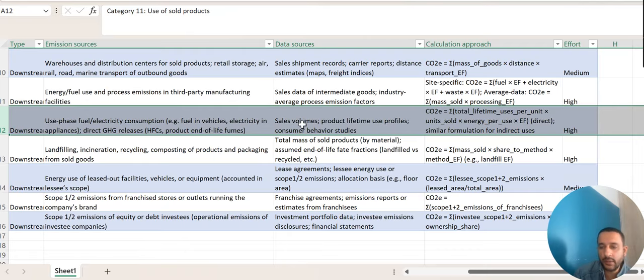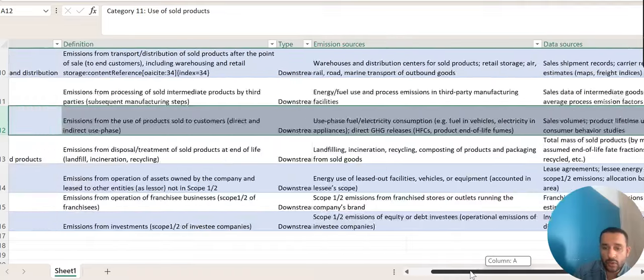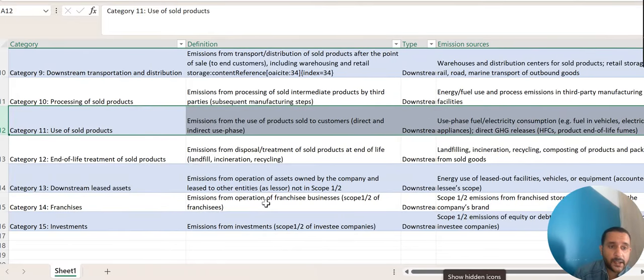So from the sales record, you will have the amount of sales, the volume and the mass of sales, and you have your EEIO emission factors, from publicly available databases as well as paid databases. You have to use them. If you want to know more about these databases, you can connect.